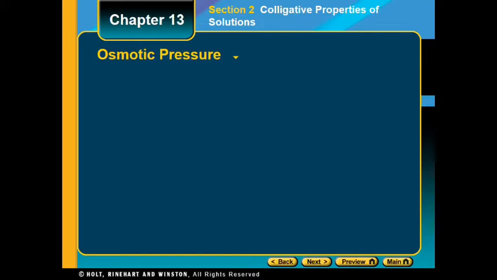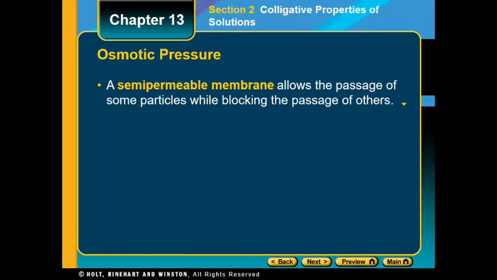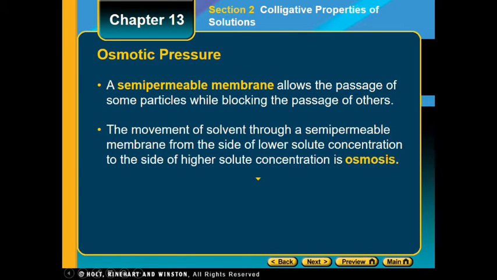So this is 13.2 part B. The last colligative property we're going to look at right now is osmotic pressure, and then we're also going to throw in, well, how do electrolytes change our colligative properties? So first off, a few definitions.